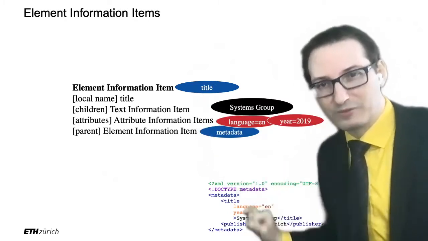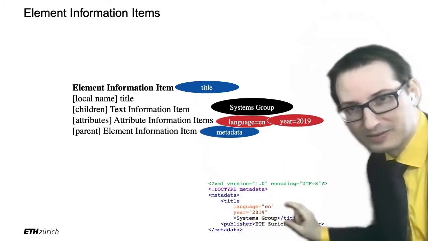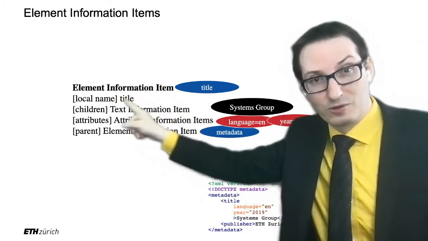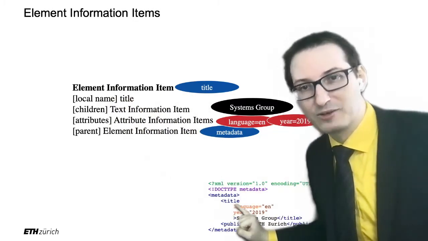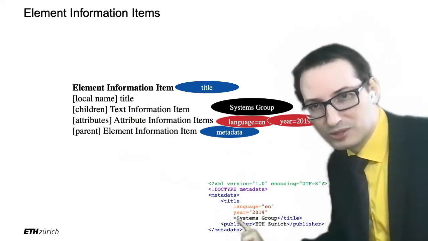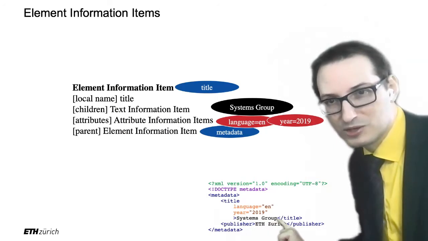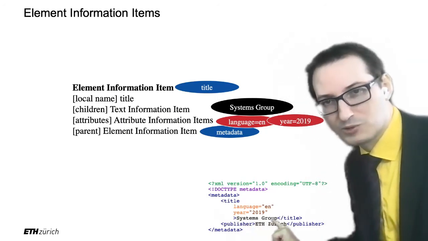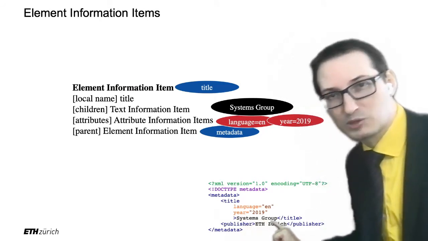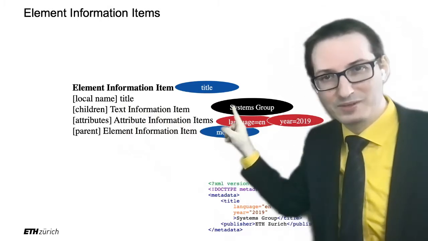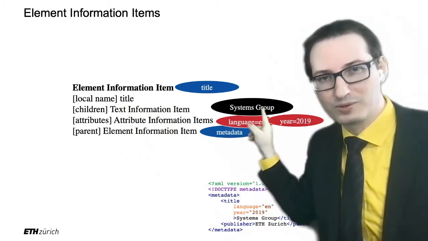So let's look into title. So title is this one right there, right? Title. Okay, so the element information item title. What is its local name? It's title, right? What are the children? Well, let's look at the children. There are no nested elements in there. It's just systems group, right? So that's just a bunch of text here called systems group. I put it in black right there. So it's the text information item that contains the characters systems group, okay?